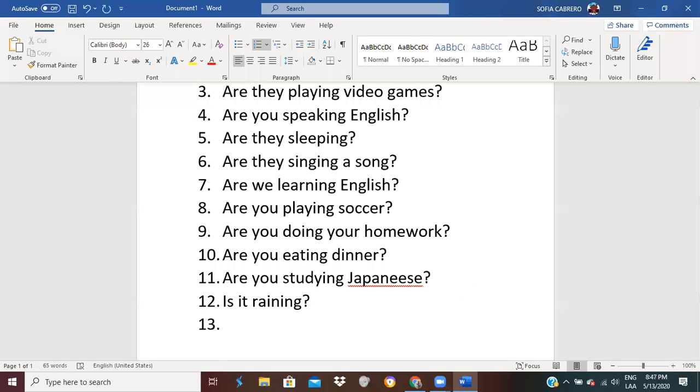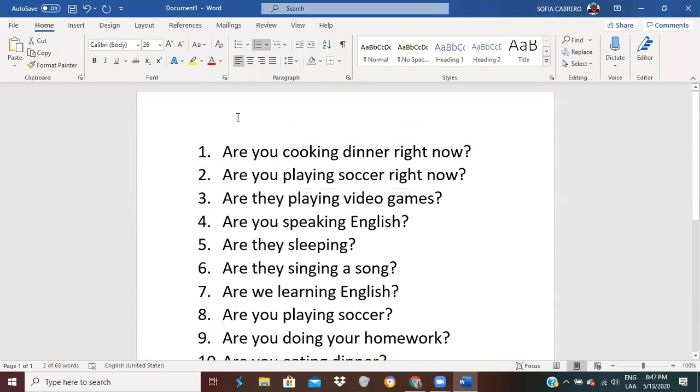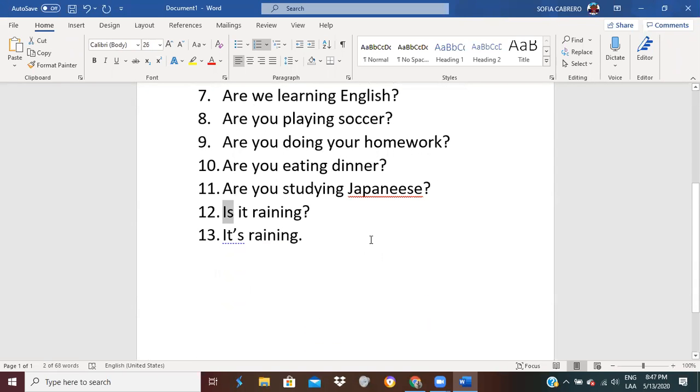Teacher, disculpe, ¿sería correcto preguntar it's raining? No, porque allí no es pregunta. Si decís it's raining, es una afirmación. No es pregunta porque pusiste el it antes. El it es el sujeto. Para que sea pregunta, primero tiene que ir el verbo to be, is o are. Ok, thank you, teacher.